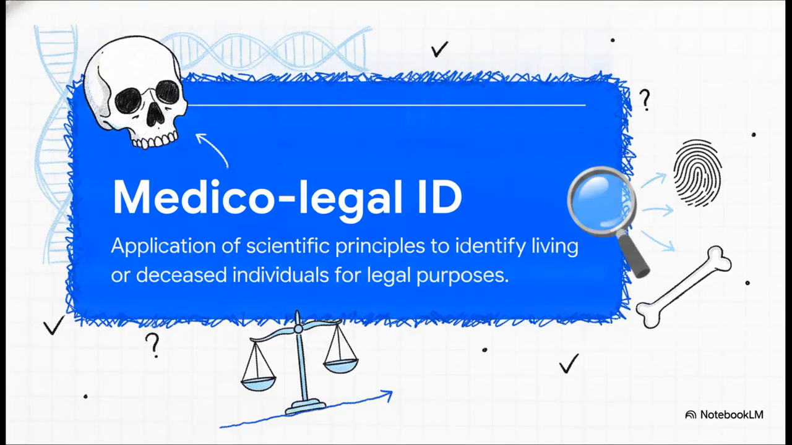Before we even look at a bone, we need to zoom out a bit. Why does this matter? Well, giving a victim their name back is incredibly high stakes. There's a core definition you'll absolutely want to lock in for your notes: medical legal identification. This is the application of medical and scientific principles in establishing the identity of living or deceased individuals for legal purposes. Basically, it's using hardcore science to figure out exactly who someone is, so the legal system can actually function. We're turning biological data into legal certainty.